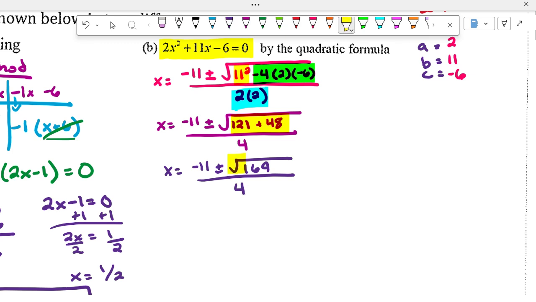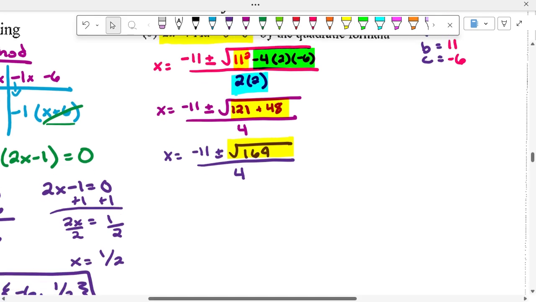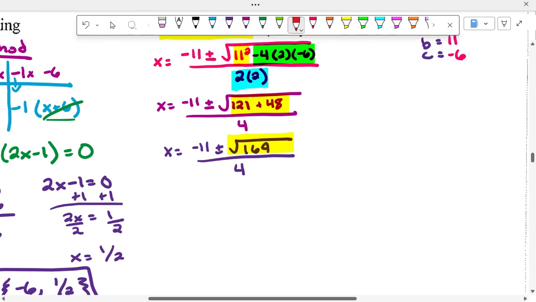Now we're going to simplify the entire square root because the square root is a perfect square. And if it's not a perfect square, you still need to simplify the radical. So x equals negative 11 plus or minus, what's the square root of 169? 13 all over 4. Now, just like with completing the square and solving by taking a square root, what do you think my last step will be?